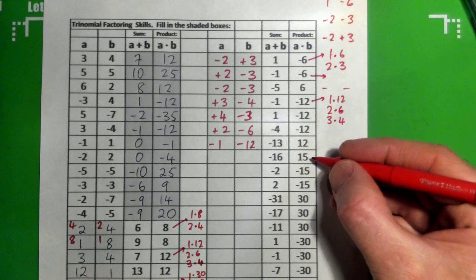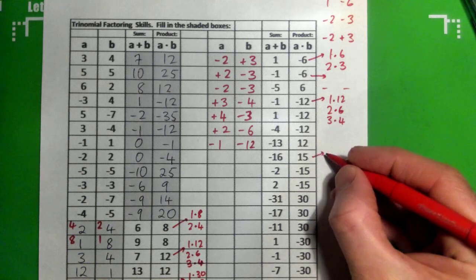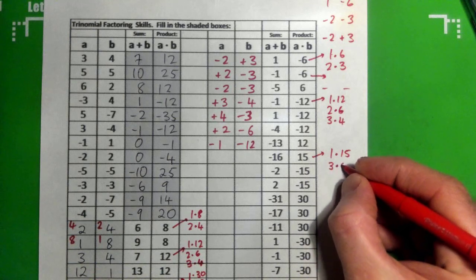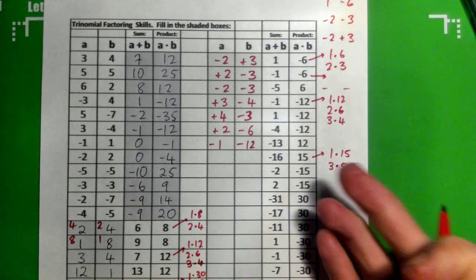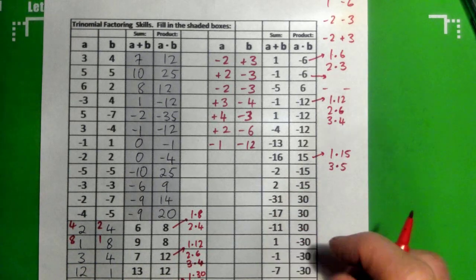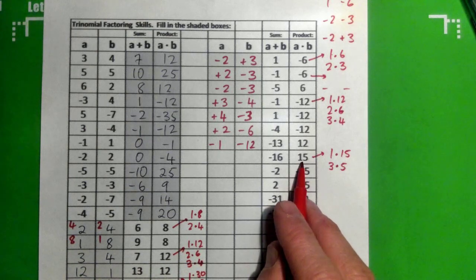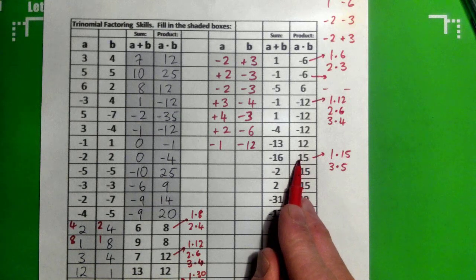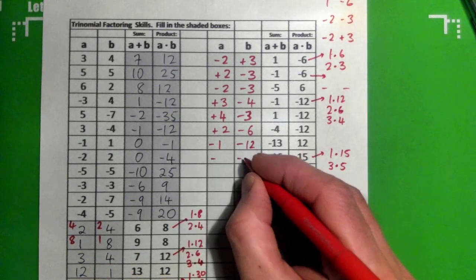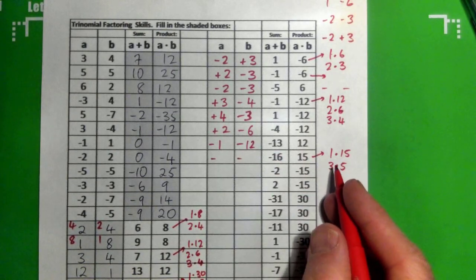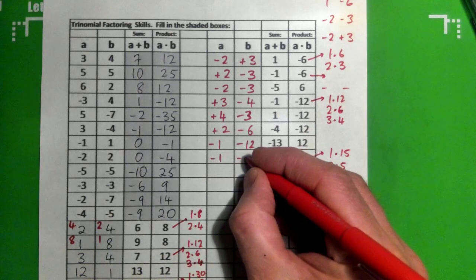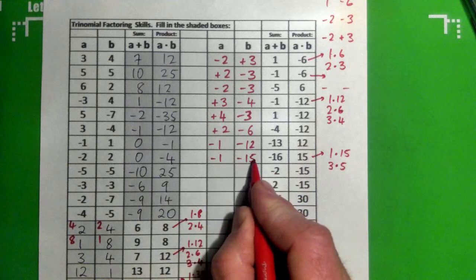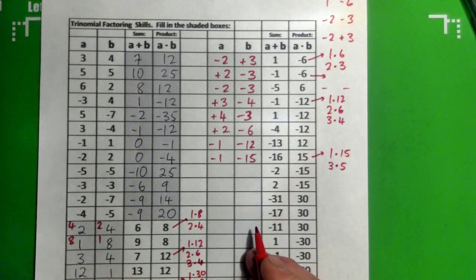Now we've got a bunch of 15s here. Factors of 15: 1 times 15, 3 times 5, and those are all of our pairs of factors. What two numbers multiply to positive 15 and add to negative 16? Well, if they multiply to a positive and add to a negative, they must both be negative. And what about negative 1 and negative 15? Those guys are going to add to negative 16 but multiply to positive 15, right?